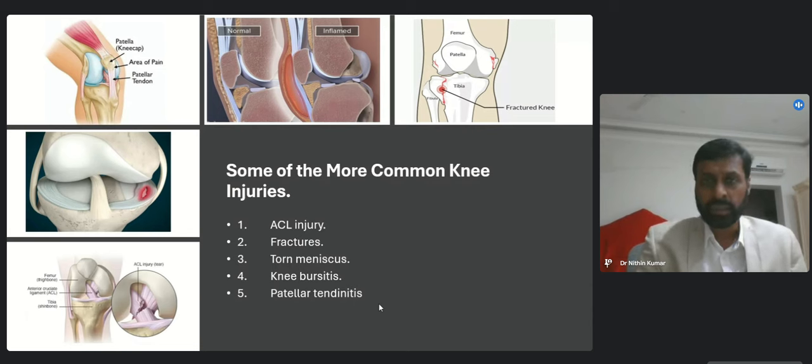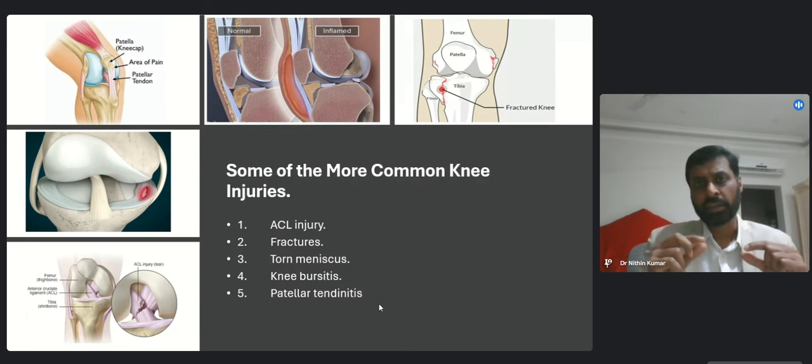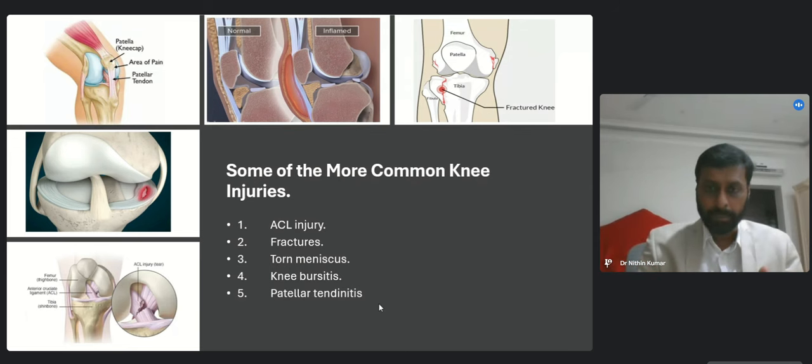Torn meniscus. Meniscus, as I told you, is a shock absorber inside the joint. Now, without these shock absorbers, if you continue to walk, your knee will wear out. So if a meniscus, a shock absorber, is torn, it's like a punctured tire. It loses the shock absorbing capacity, and it can be very painful. So it is important that a tear in the meniscus or a tear in one of the major ligaments is addressed sooner, before any further damage inside the knee joint happens.